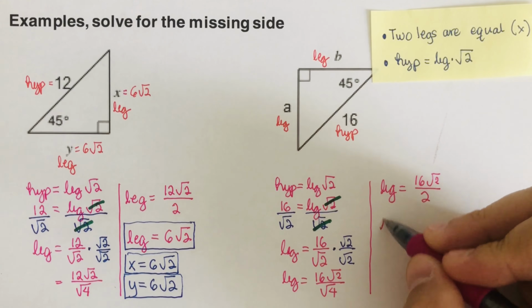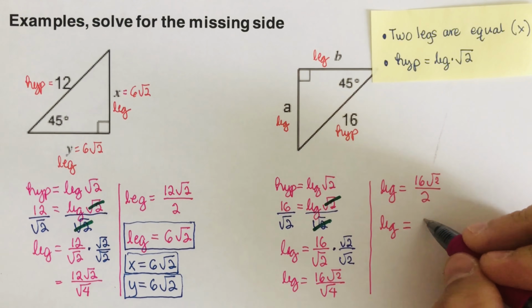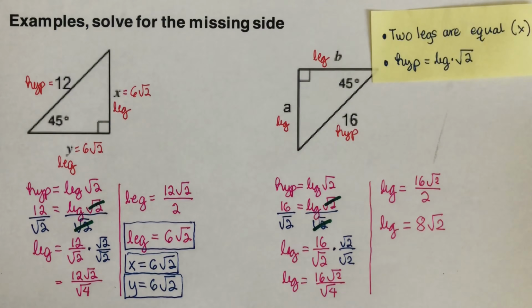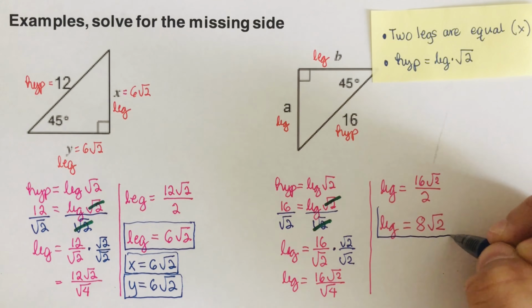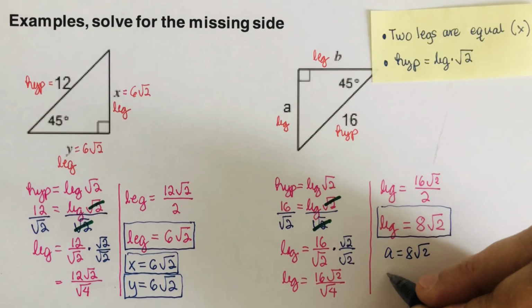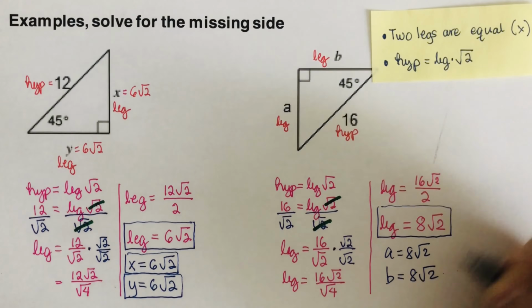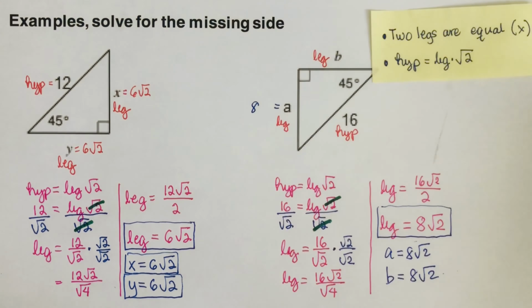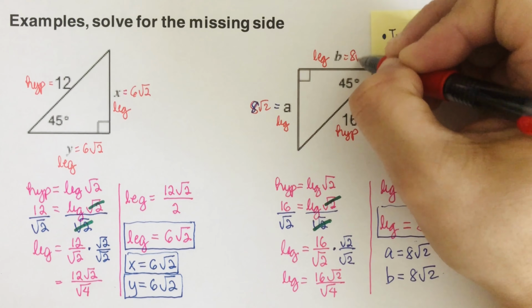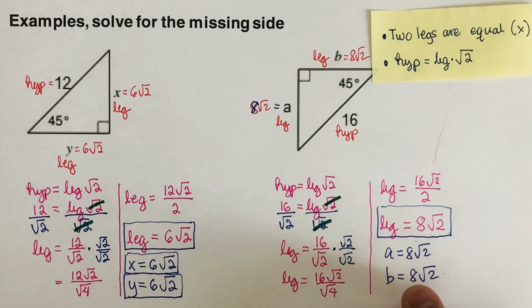So then we go ahead and write leg to be 8 square root of 2, because you have 16 divided by 2 is 8, and we keep the square root of 2. So then A is 8 square root of 2, and B is 8 square root of 2. So this is 8 square root of 2, and this is 8 square root of 2. Did you get 8 square root of 2 for these two legs here? Good. Perfect.